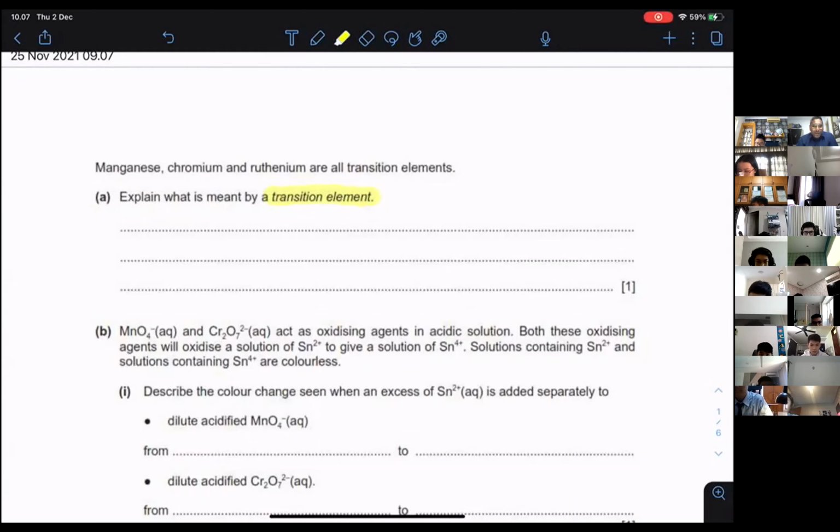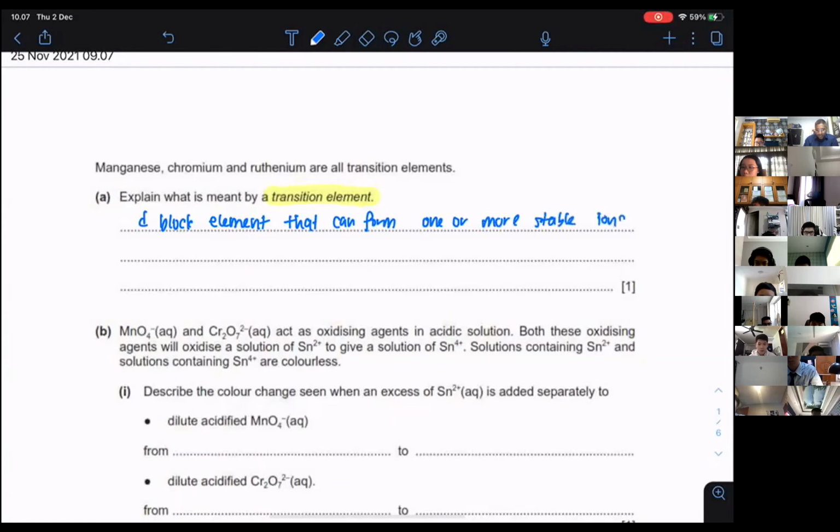If you answer like that, you will not get the mark. Please remember this. If you want to define transition elements, you define them as D block elements that can form one or more stable ions with incomplete D subshell.